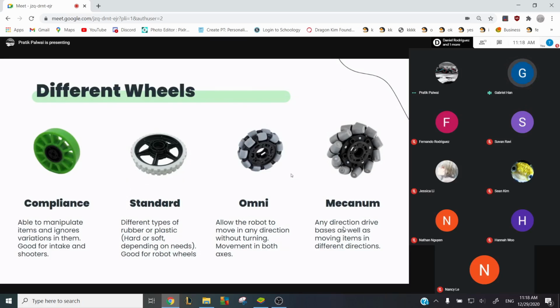Then you have mecanum wheels, which are used to push items in different directions. Those can also be used in the drivetrain, and you can drive in many different directions. And so, yeah, Omni wheels and mecanum wheels can be used on the drivetrain or in different mechanisms. I think last year we used mecanum wheels as our intake, I think.